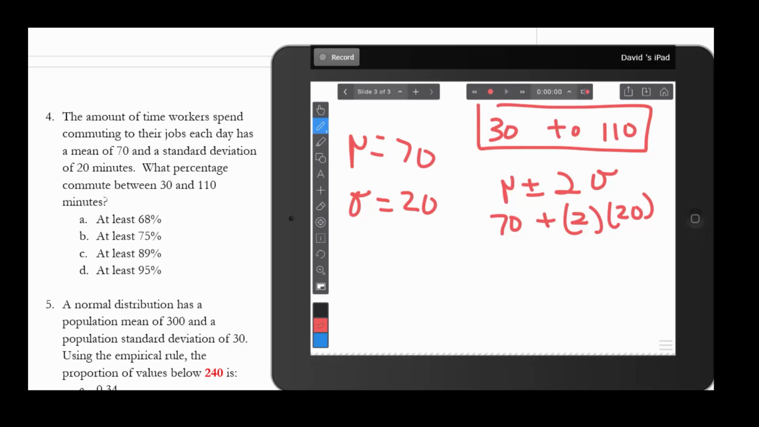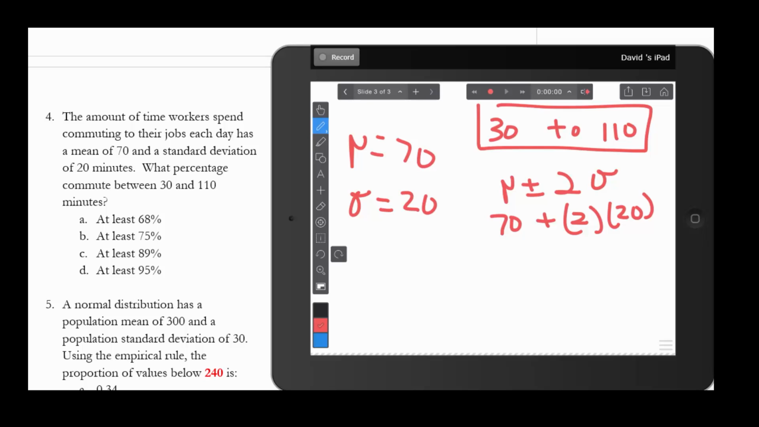Always the mean is going to be in between, so you could just put the mean of 70 in between there and look at how many standard deviations. Of course, 70 to 30 is a distance of 40, and that's 2 standard deviations, and so on. This doesn't tell you that you have a normal population.